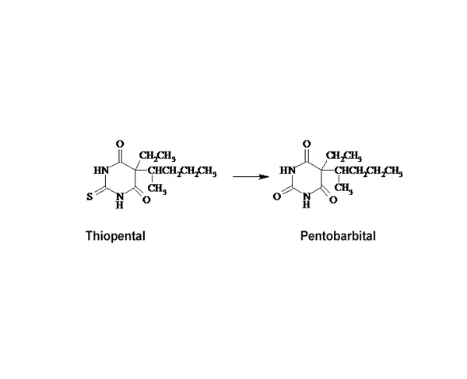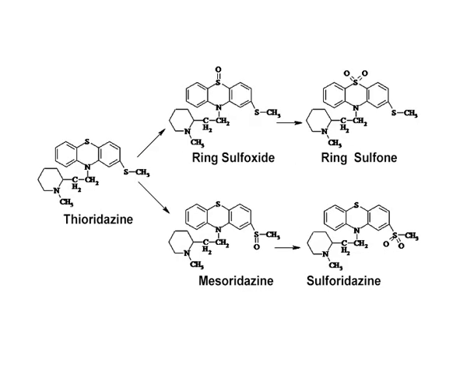For example, in the case of thiopental, there is replacement of the S atom with an O atom to produce phenobarbital. Thioridazine gives ring sulfoxide, which on further reaction gives ring sulfone. Thioridazine also gives mesoridazine and sulforidazine.